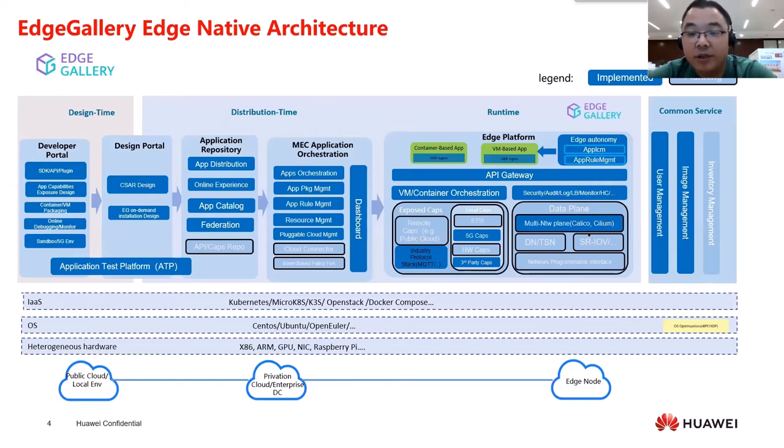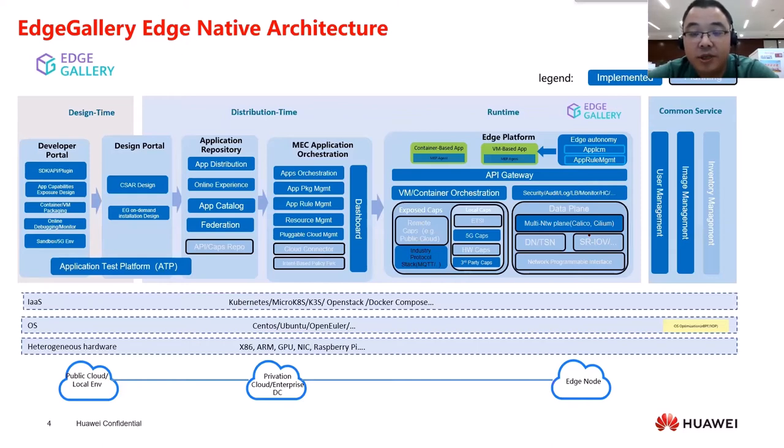Another part is application LCM and application rule management. If you deploy the application LCM on the edge side, you can do edge autonomy: after you have a disconnection between the central cloud and the edge cloud, you can use the application LCM to control your edge node. We support container-based applications and virtual machine-based applications.